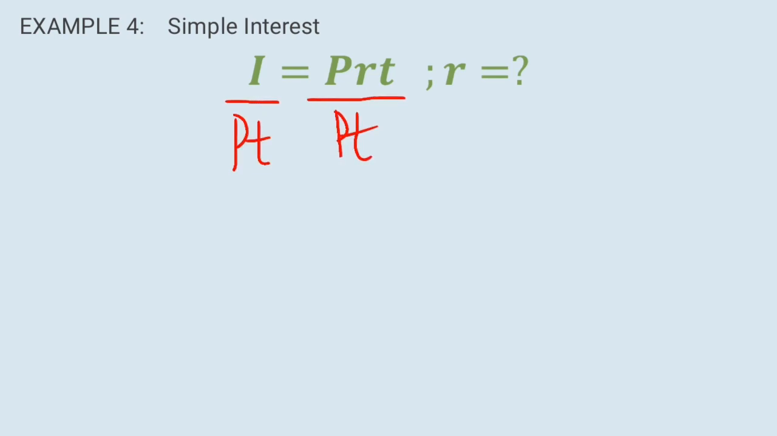Now we can cancel out P, T, and we are left with R equals I over P, T. Now this is the formula for rate.